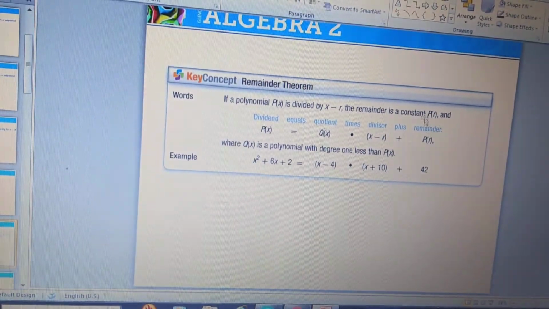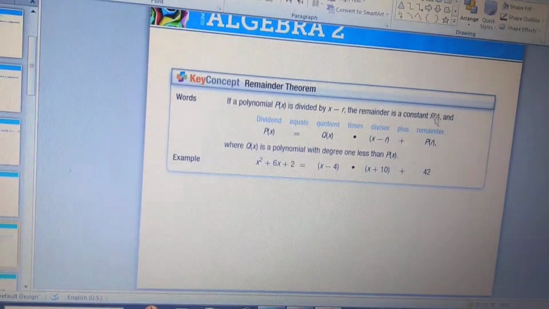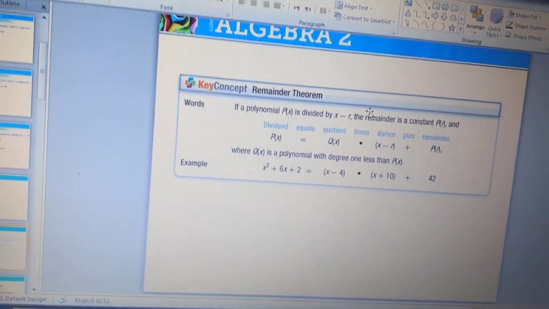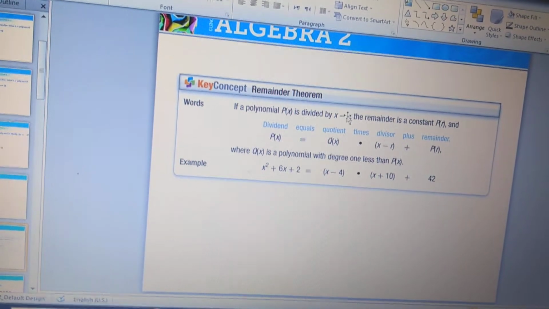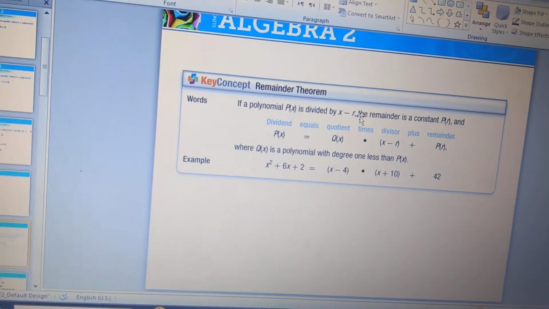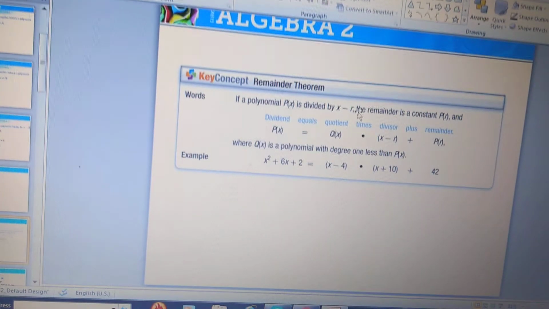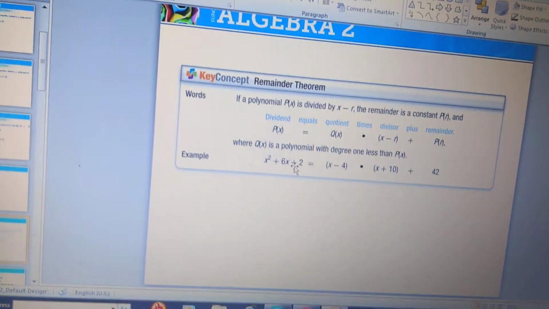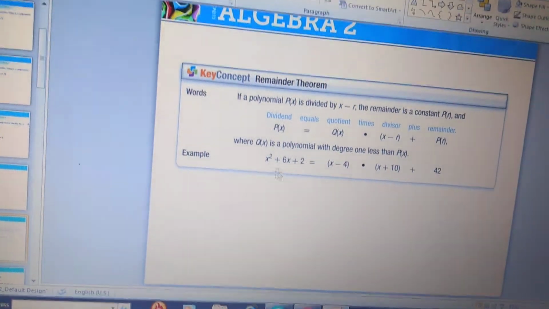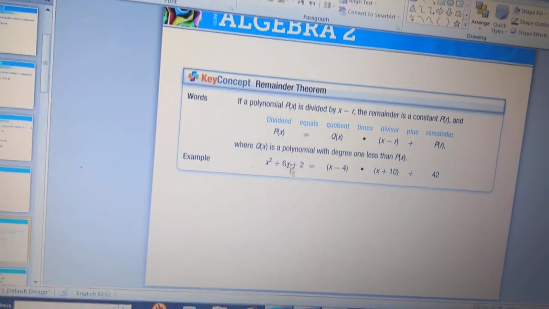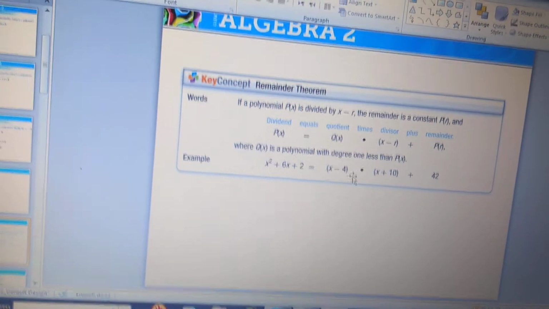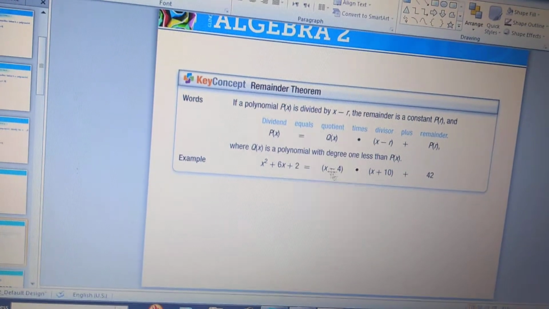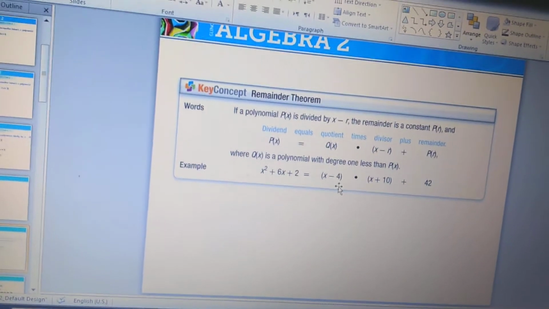What does this mean? Here is the idea that you must concentrate on. This means that to know the remainder, take this r, the constant, and replace it in the polynomial. For example, here, the polynomial x squared plus 6x plus 2. If we say to you x squared plus 6x plus 2 divided by x minus 4, how do I know the remainder?